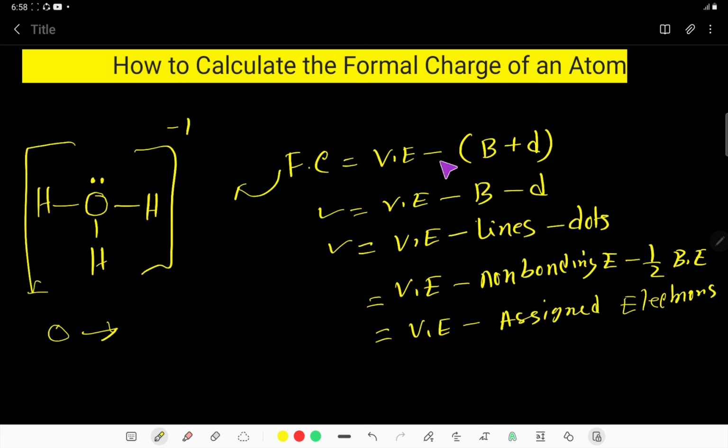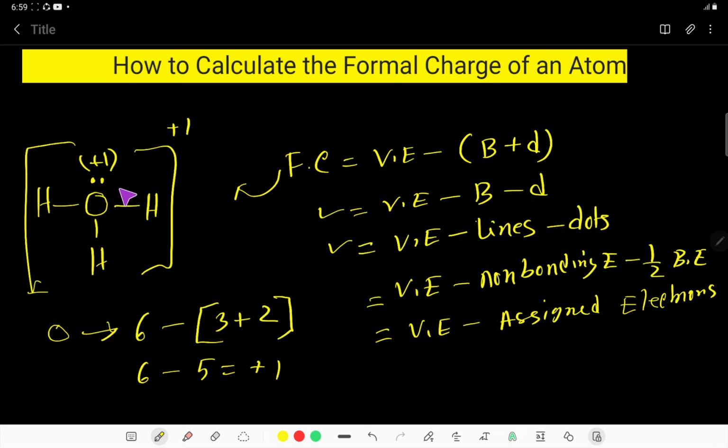So let us use this equation. Valence electron of oxygen is 6 because it is an element of group 6A, minus number of bonds attached to oxygen, which is 3, plus number of dots attached to the oxygen, which is 2. So basically we are getting plus 1. You know that the formal charge of the hydronium ion is plus 1. So the formal charge of oxygen is plus 1.